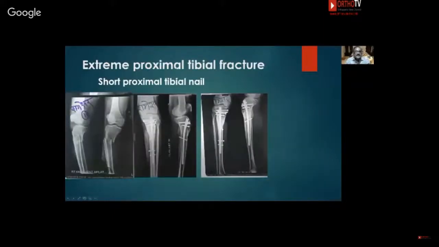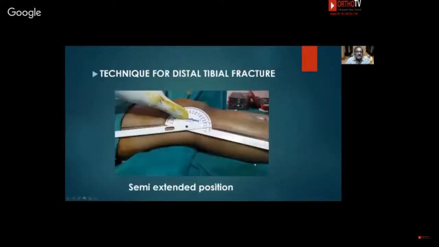Another example, an extreme proximal tibial fracture, treated with a short proximal tibial nail, but nowadays I don't use this nail. I use a long nail, but previously I used to do this. This was a very short fragment, a classical indication for plating, I don't deny, but it was done by this nailing, and you can see here after 1 year follow-up, perfect union of this patient.